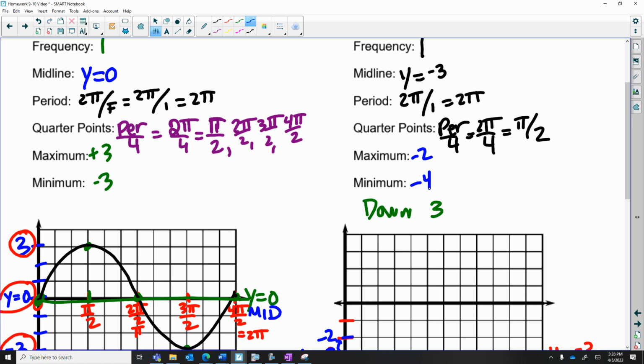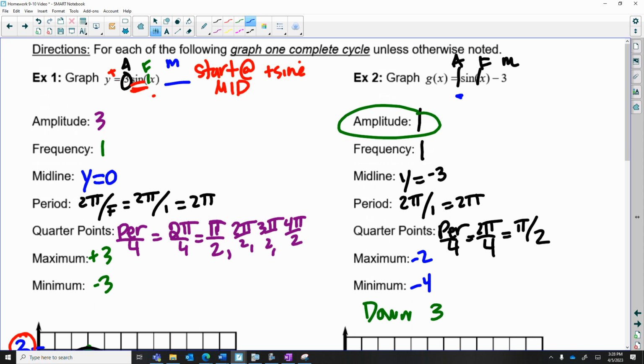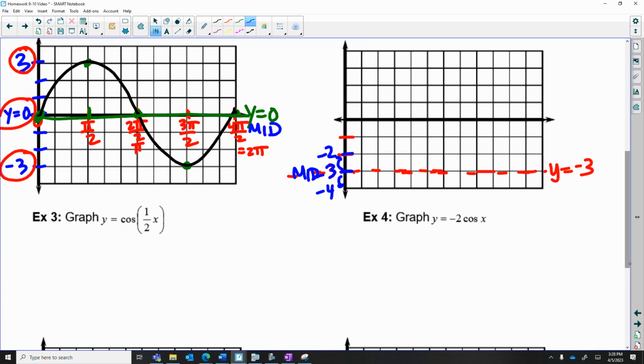And this is a sine curve still, so it's going to start at the midline, and then it's going to go up first to the maximum. So let's put in our same quarter points from before. They are 1 pi over 2, sorry, 2 pi over 2, 3 pi over 2, 4 pi over 2, which equals 2 pi. Now I want you to go to your midline. Start at your midline, which is negative 3. So you're at the y-axis.